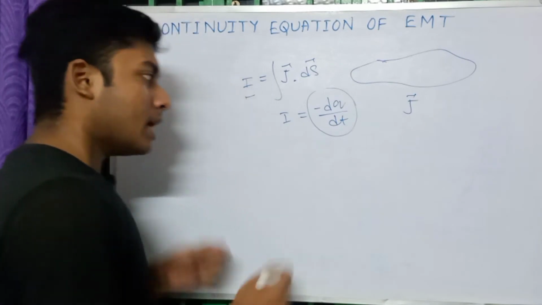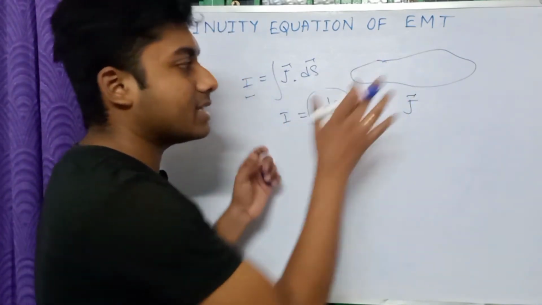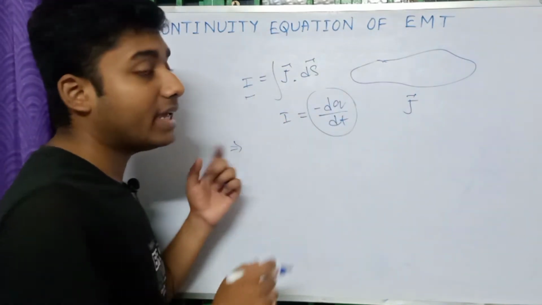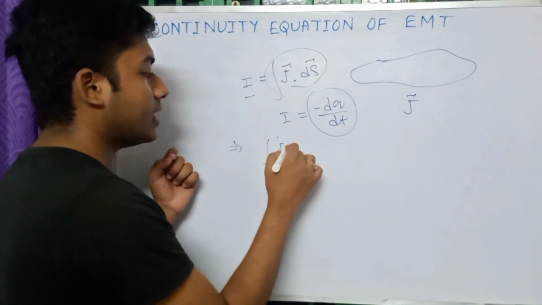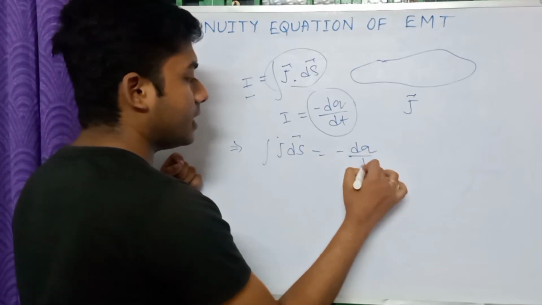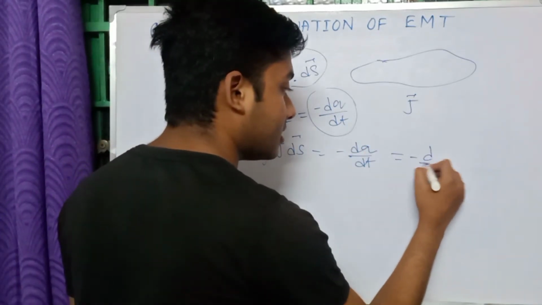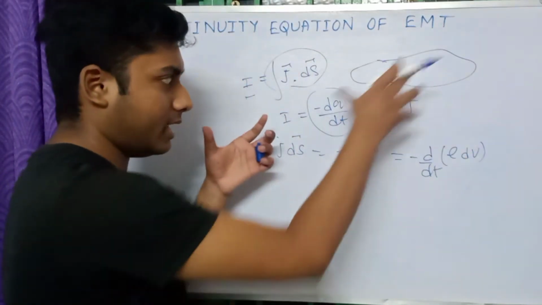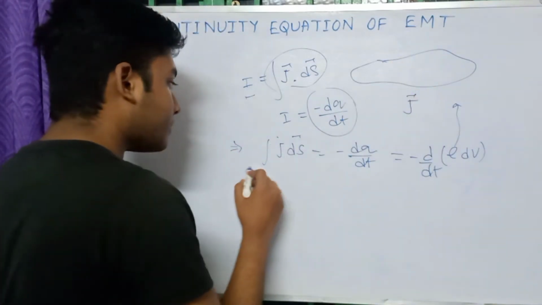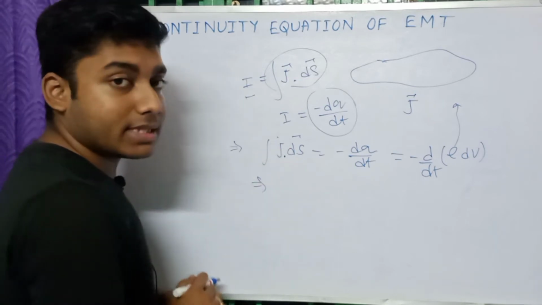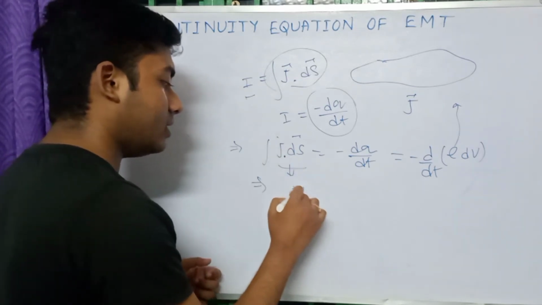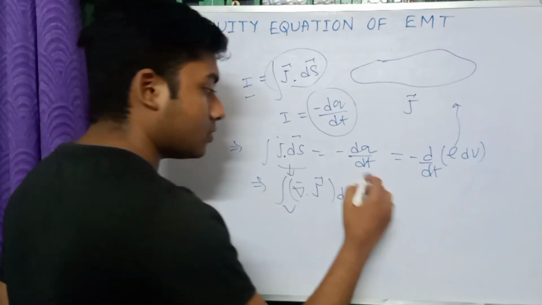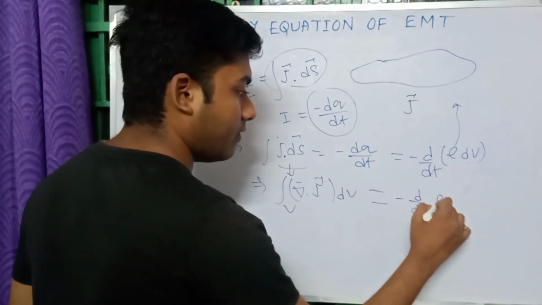Okay, now it is clear. I think you have understood and can visualize these things. So I is equal to minus dq over dt, and the integration of J dot ds will be equal to minus dq over dt, which I can write as minus d/dt of the integral of rho dv. Rho is the charge density in this case. Now using the Gauss divergence theorem on J dot ds, I can write the volume integral of del dot J dv equal to minus d/dt of the integral of rho dv.